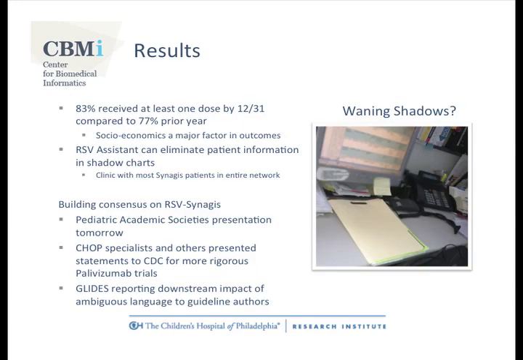Results. RSV season just ended last month, so we haven't yet compiled all the results, though early data seems to show the tool had a positive impact. We'll, of course, look into that more and publish the results. However, one thing we know for sure is that socioeconomics will continue to be a major factor in poor outcomes. And this is important because where does this occur? In our urban practices, who have the most patients to manage and therefore the most burdened Synagis nurse.